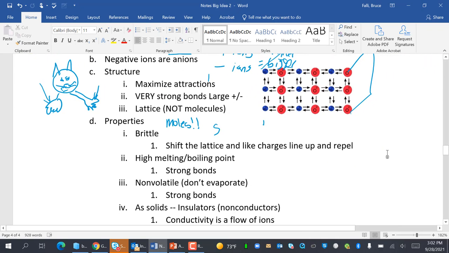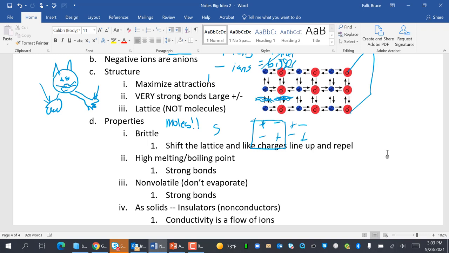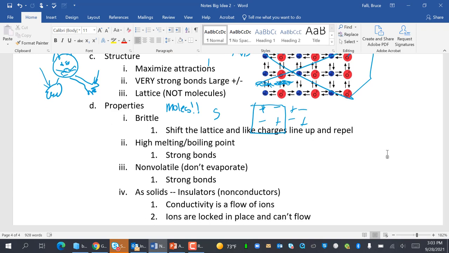So I get that for trying to cheat from the internet. Positive, negative, positive, negative, negative, positive, negative, positive. So it's every other one. If I took this and shifted it, do you see how the negatives would be lined up? Then a negative next to a negative would cause repulsion. This right here is not a very good representation because this is a repulsive force. But if you do it every other one, you've minimized repulsion. So when you draw it, this is wrong. You want to have every other one. And it's brittle because if you shift the lattice, like charges will line up and repel. We'll draw a better picture of that in class.